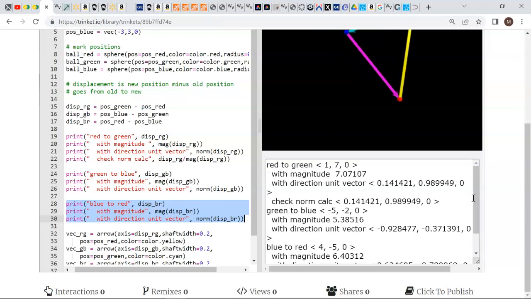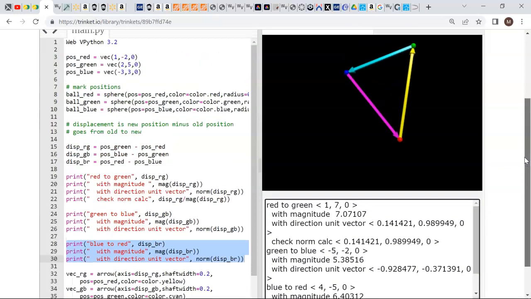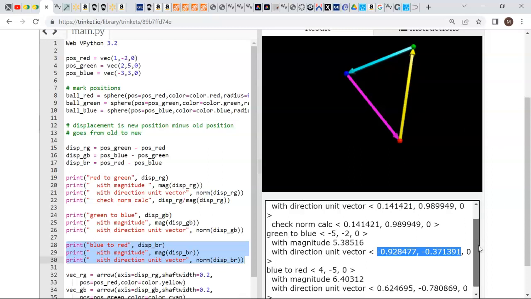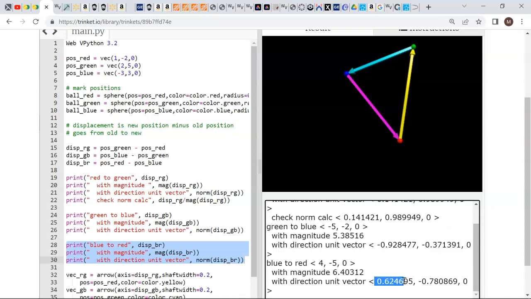Does it look about right? Well, for red to green, it goes a little in the X and a lot in the Y. The green to blue goes a lot downward, negative in the Y, and not as much in the X. And for the blue to red, it goes in positive X and negative Y about equally. So that looks about right.